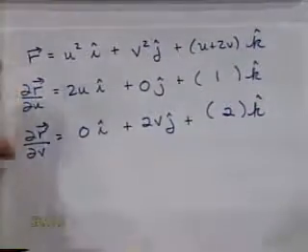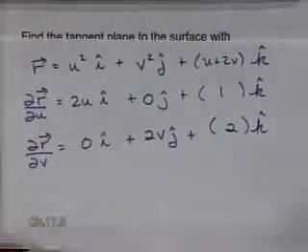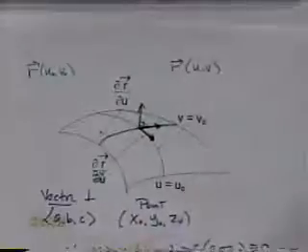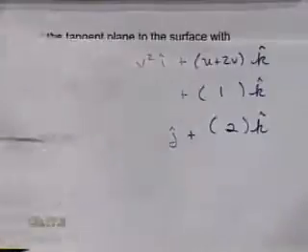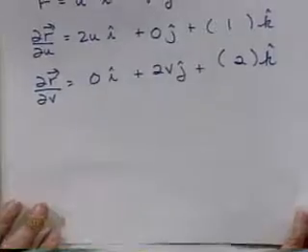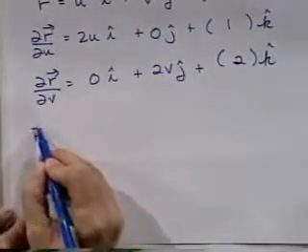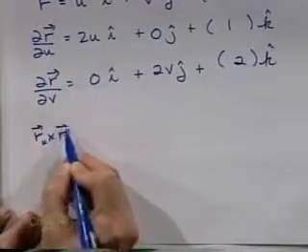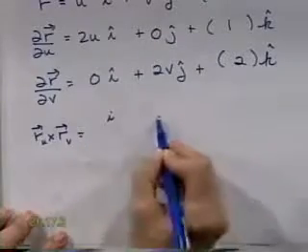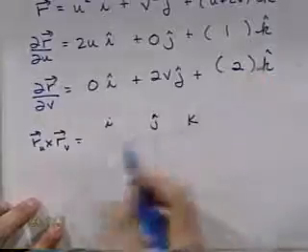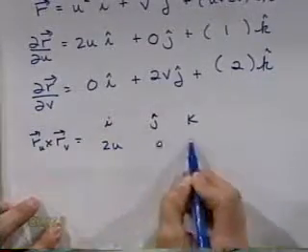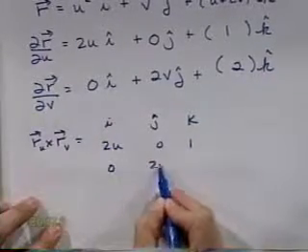This gives me a vector, this gives me a vector. I want to find the vector that's perpendicular to both of them, so I need to do the cross product. So instead of writing it like this, we can write it as r sub u crossed r sub v is equal to, we go i, j, k across the top, then we do our components for partial of r with respect to u. It's 2u, 0, 1, and 0, 2v, 2.